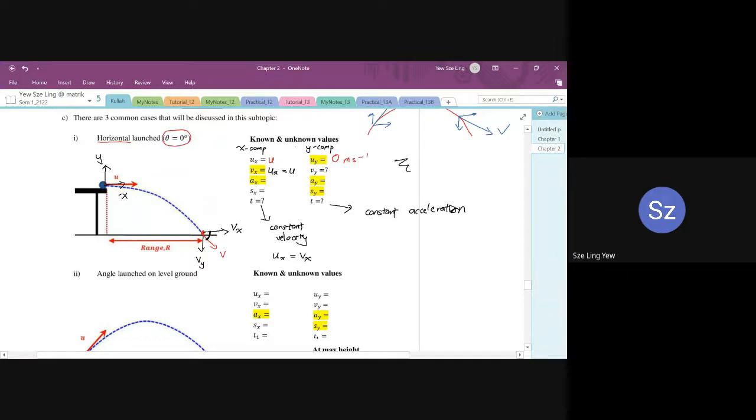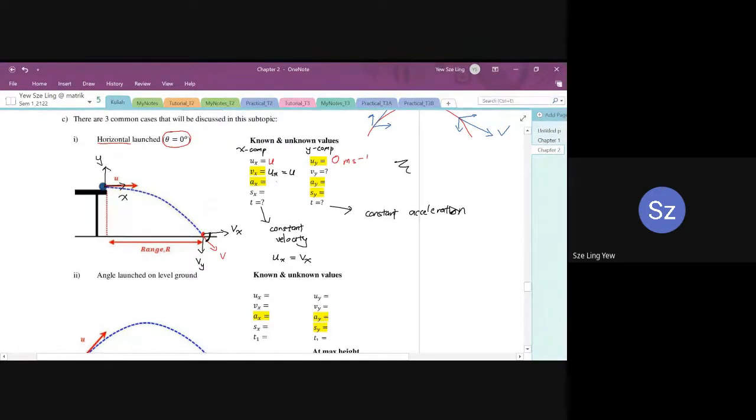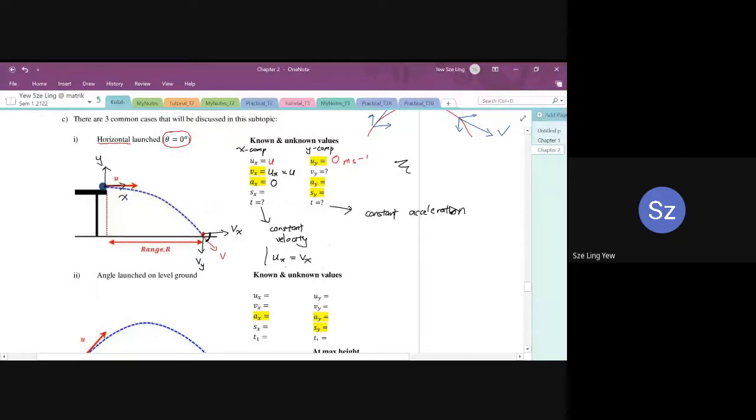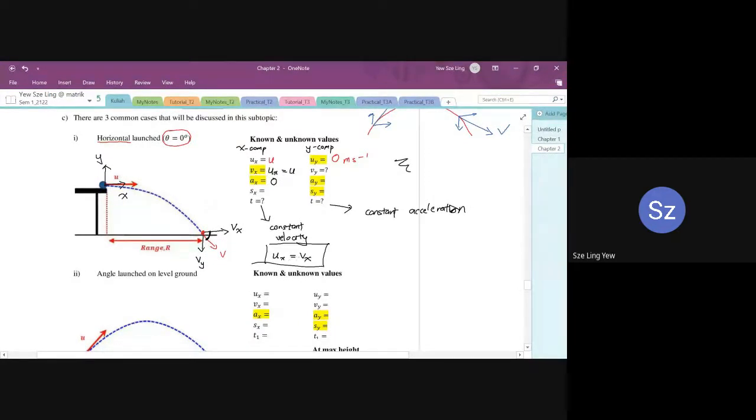Why? Because for the x component, we assume ax equals 0. So ax equals 0, V equals U. That is very important. Constant velocity tells us Vx equals Ux. So for the x component, the moment you obtain the value of Ux, it means you have Vx as well. Alright, if you only get Ux, it means you have Vx too because of constant velocity.